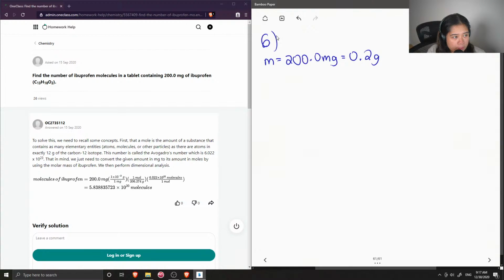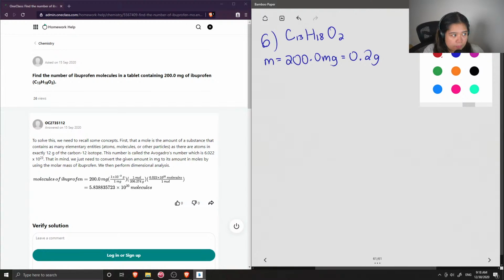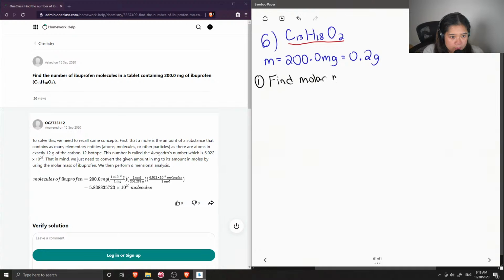And then they give us the chemical formula for ibuprofen, C13H18O2. And we want to find the number of ibuprofen molecules. But the first step is to just find the molar mass of ibuprofen. So molar mass can be denoted as a capital M of C13H18O2.